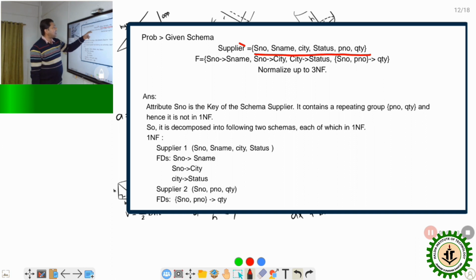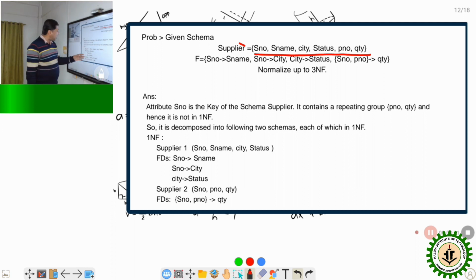By using the serial number, supplier number, we can identify the table uniquely. So S number is the key. S number is the primary key of the supplier table. It contains a repeating group, that is project number and quantity. So this table is not in 1NF, it is in UNF form, unnormalized form. So we have to decompose into two schemas to get the 1NF.